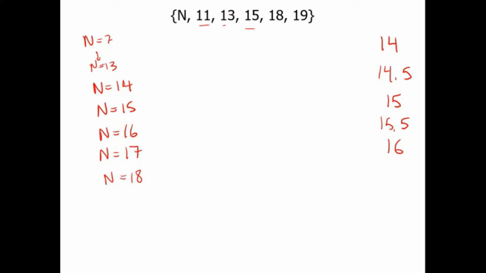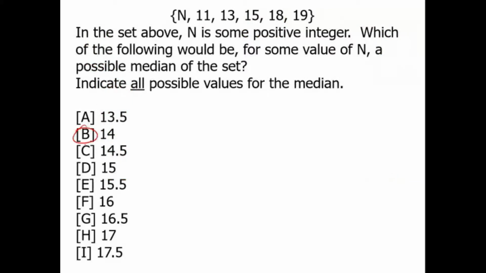Then if n equals 18, we get 11, 13, 15, 18, 18, 19. The two middle numbers are the 15 and the 18. The average of 15 and 18 is 16.5. But then if n got any bigger, it would just leave that 18 behind. n could be like 27 or something. The two middle numbers would still be the 15 and the 18, and their average would still be 16.5. And so these are all the possible medians from 14 up to 16.5. B, C, D, E, F, and G.